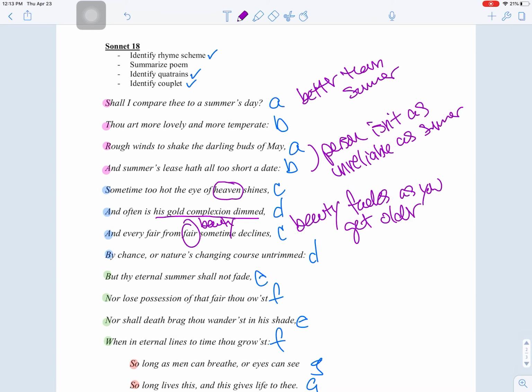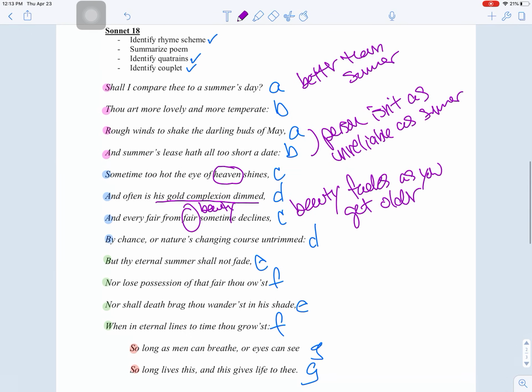And that's what it's saying, right? As nature continues to change, those seasons pass, beauty will fade. But there's a plot twist. "But thy eternal summer shall not fade, nor lose possession of that fair." Eternal means forever. Right, of that beauty thou owest. So this person's light will not fade, their beauty will not fade, "nor shall death brag thou wanderest in his shade."